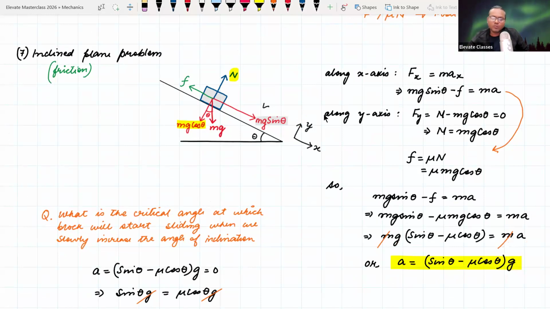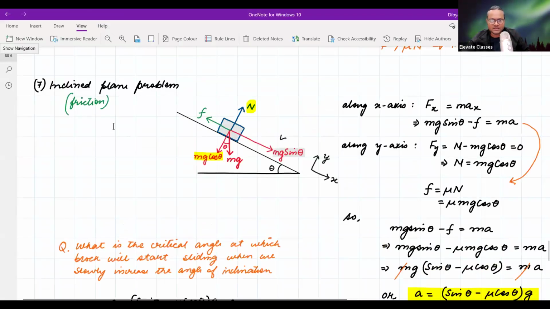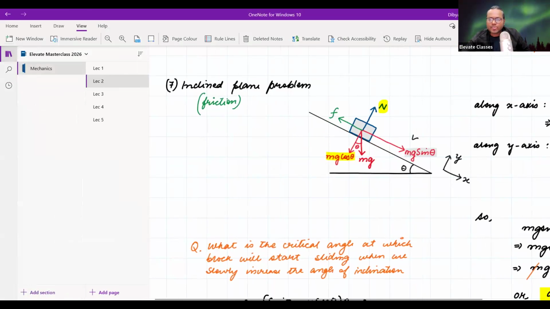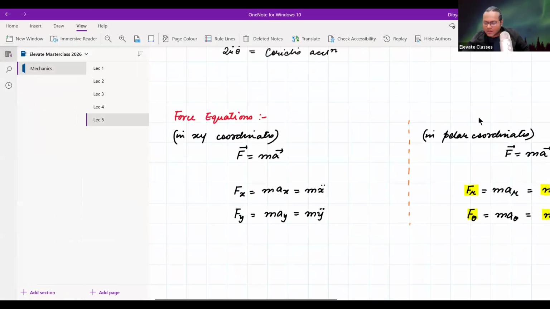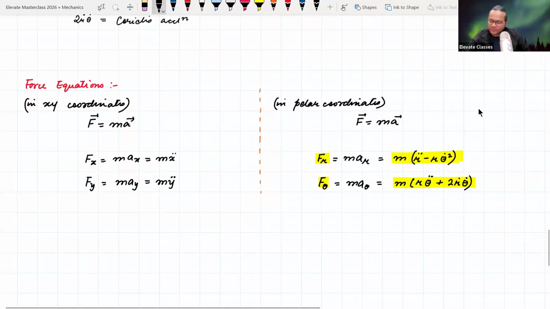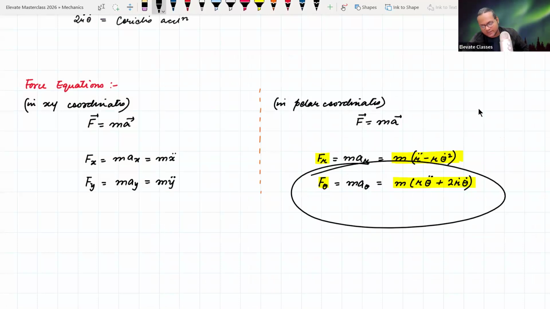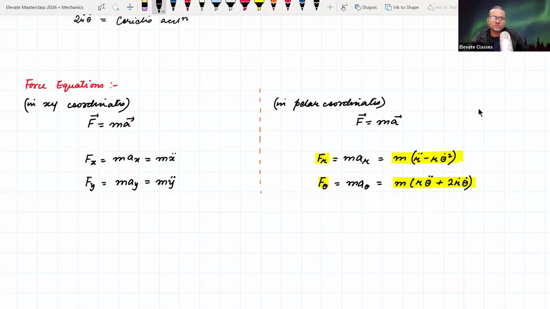But if I study some problem that involves some circular motion, for example, I will give you an example at the end of the class. I think I will have some time to discuss, let's suppose, a simple pendulum. Then I won't be using the simple F is equal to max. What I will be using is Fr is equal to m times r double dot minus r theta dot square, and I'll be using F theta is equal to m times r theta double dot plus 2 r dot theta dot. So therefore, these expressions are very important.